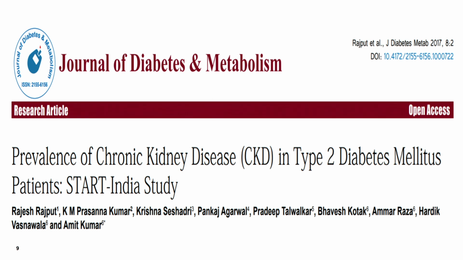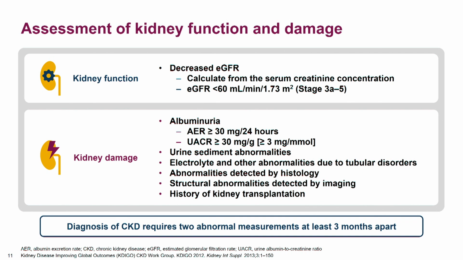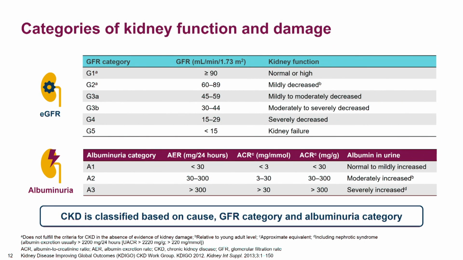What is the prevalence of CKD? This is our own pan-India study. Prevalence of chronic kidney disease in type 2 diabetic patients, where across the country we have collected samples, and in this population we enrolled 3,043 subjects, of whom 3,000 were eligible. We have shown 47.8% have mildly decreased eGFR, 15.1% have moderate, and so on. And not only that, we have assessed microalbumin. So when it comes to eGFR, also assess urine albumin level. Now, based on these two parameters, eGFR and albumin level, you have to risk categorize your patient.